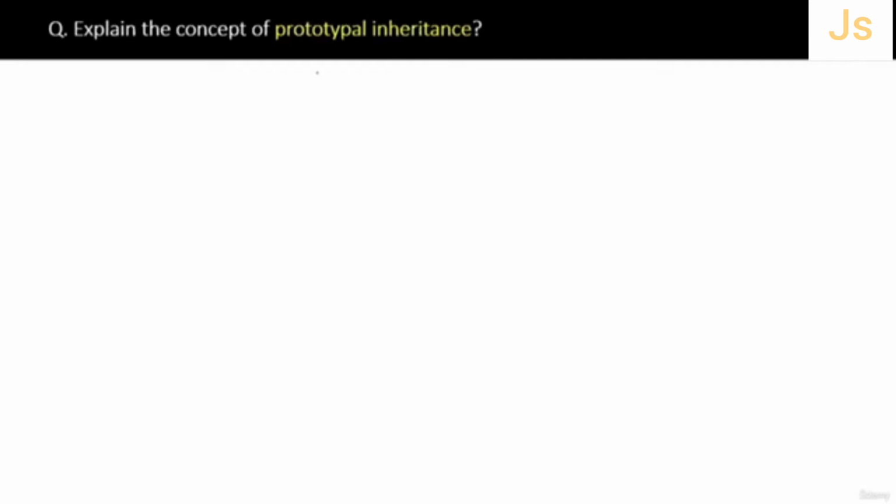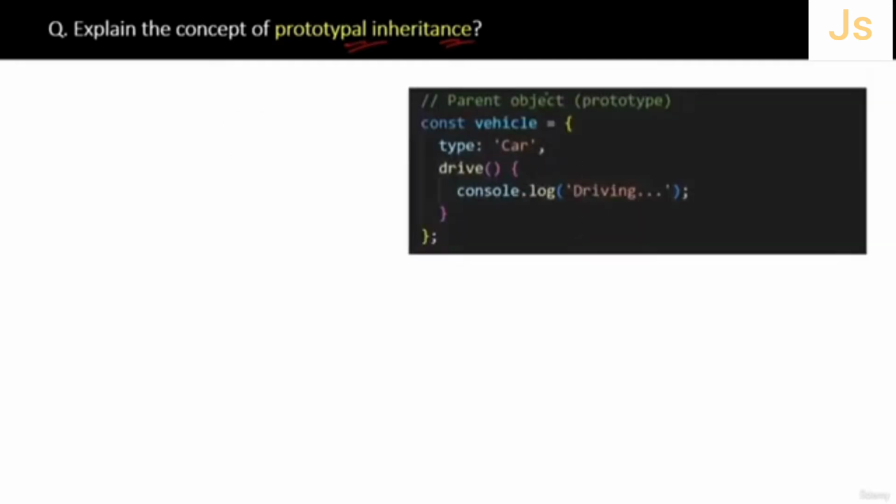Explain the concept of prototypal inheritance. Let's understand the code first. Suppose we have an object vehicle like this. The type is a property and its value is car. So vehicle is of type car. And then this drive function, which is just printing one line here, driving.